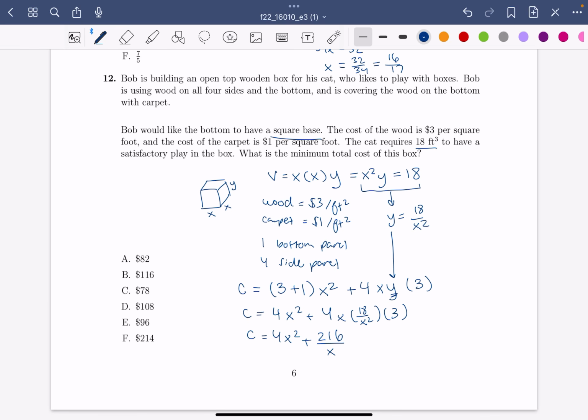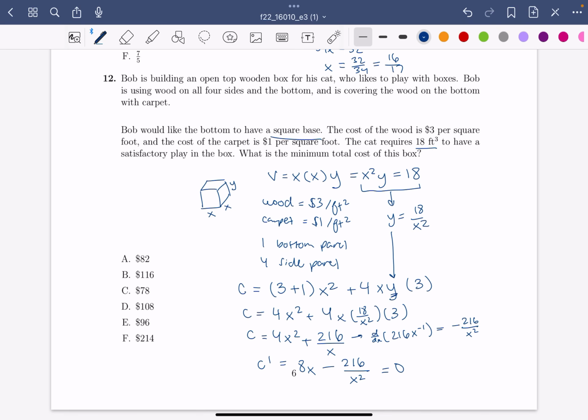Now we take the derivative so we can find the minimum cost. So C prime equals 8x minus 216 over x squared equals 0. The derivative of 216 over x is just the derivative of 216x to the negative 1. If we do that, we see that it's negative 216 over x squared. So we have the derivative of our cost equation.